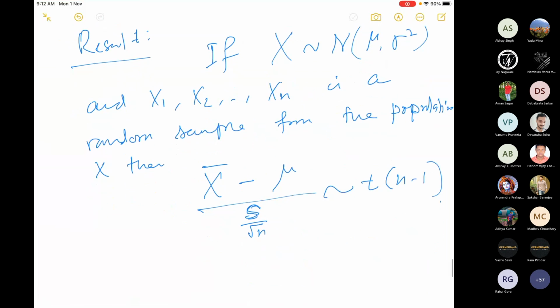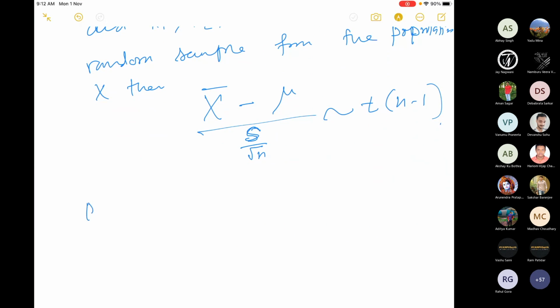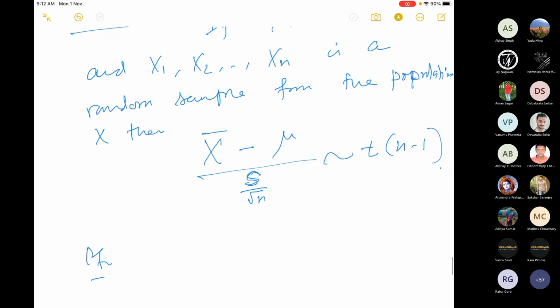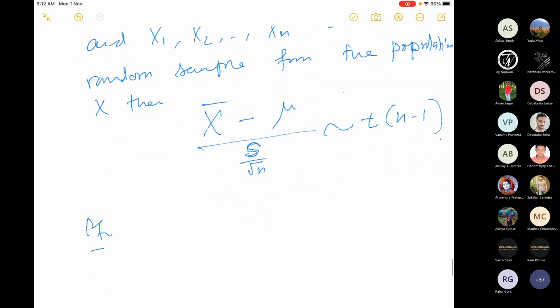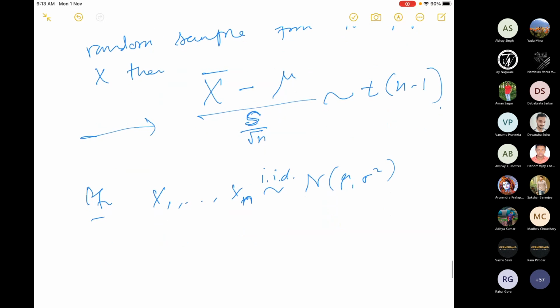Let us prove this. The proof is very simple. Now, what we know here is X1, X2, ..., Xn are all normal with mean mu and variance sigma square, and they are IID. My focus is to first find out the distribution of X bar.